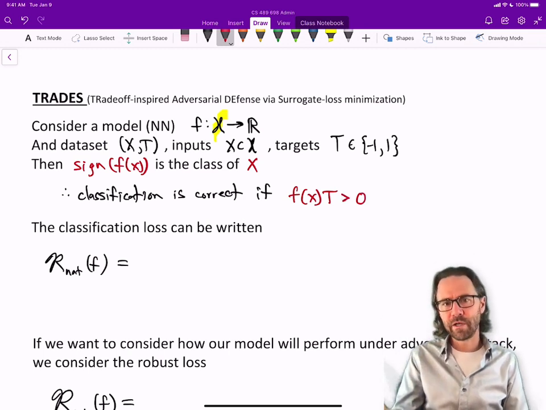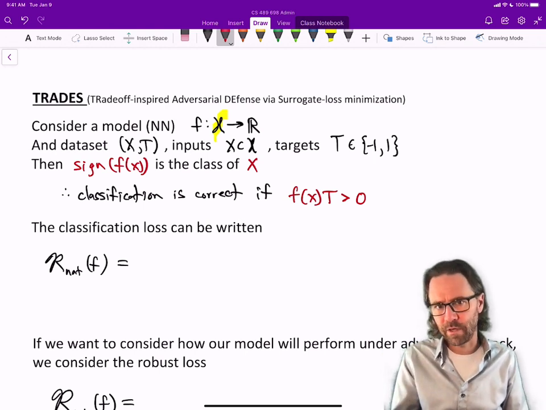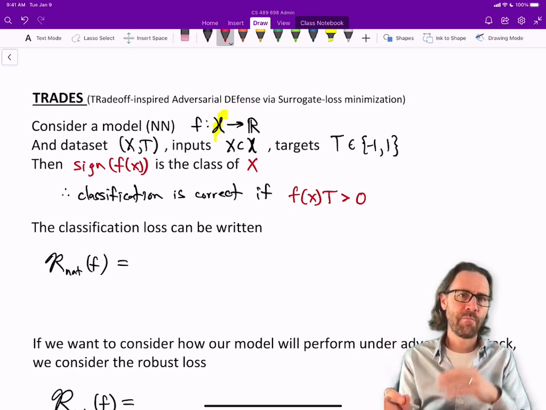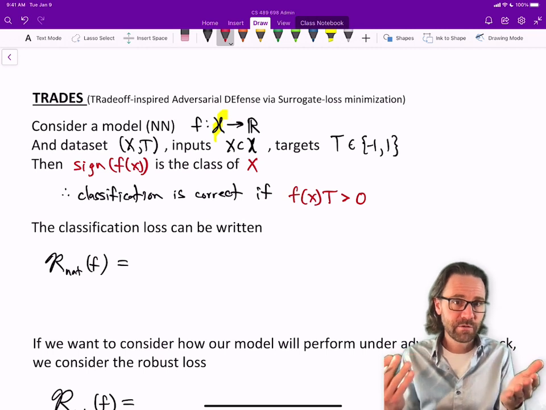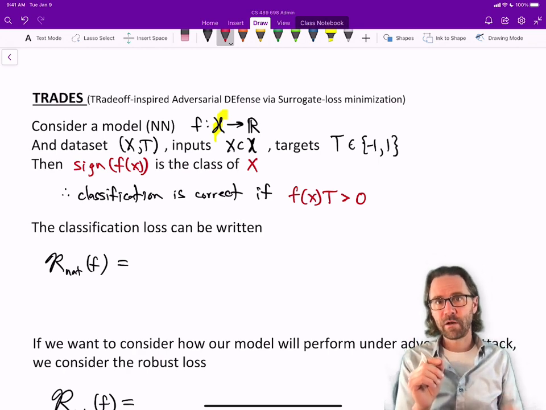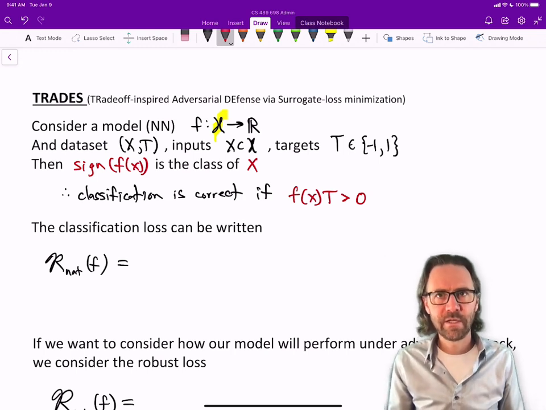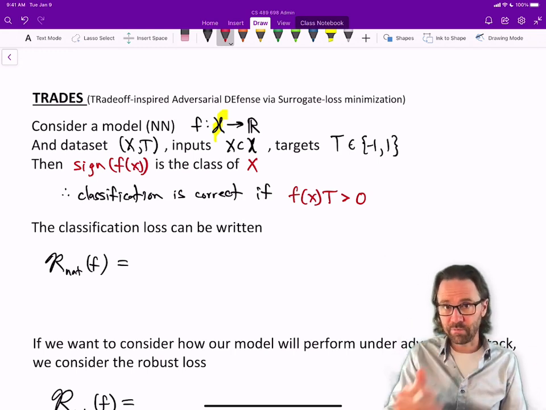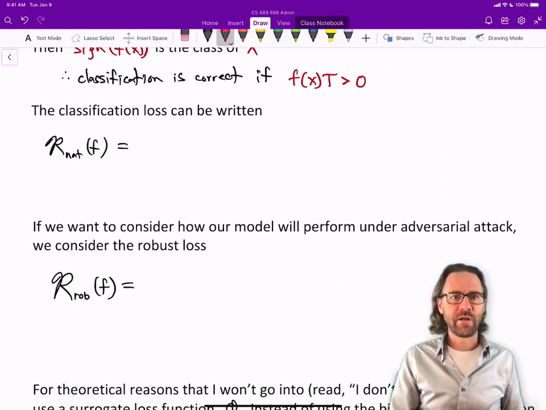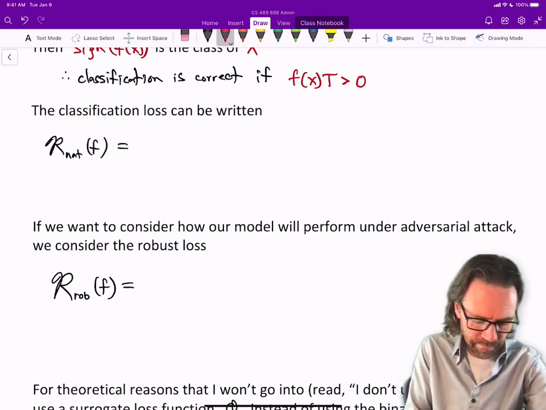If the target is plus 1 and my model f of x returns something that's positive, then that product is going to be positive. If, on the other hand, my target is positive 1 and my model outputs something negative, when I multiply those two together, I'm going to get a negative number. Or if my target is -1 and my model outputs something negative, multiplied together, you get a positive again. So that's a correct classification. So it's this plus minus 0 that is the threshold between the two classes. Okay, in this case, the classification loss can be written. I'm calling this, well, not me, this is called the natural loss.